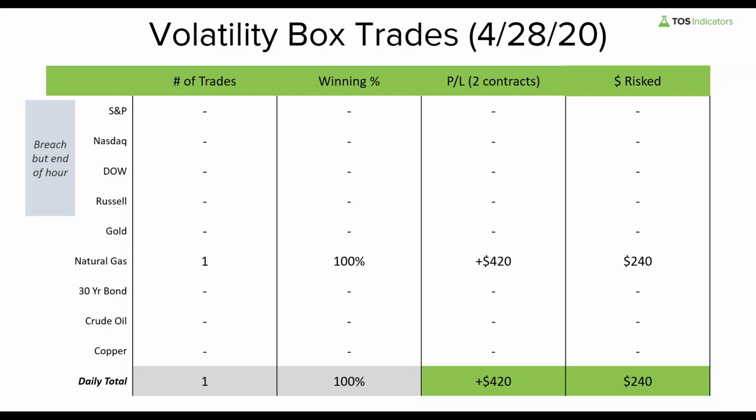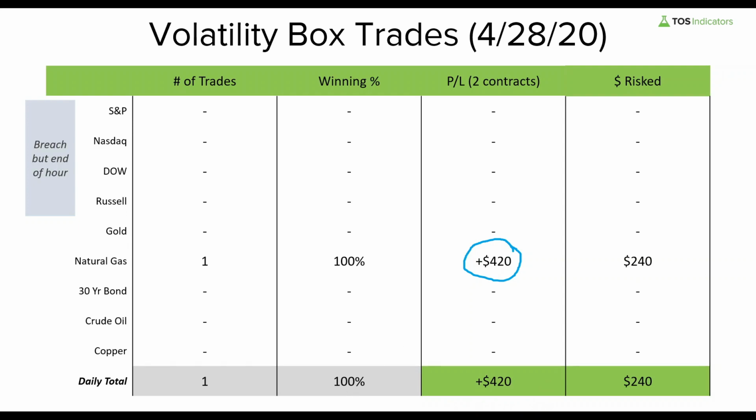The only place where I did have a valid entry was in natural gas, but there, being patient paid off, right? I had an opportunity to enter using our volatility box trade plan and rules. That one trade gave us both our T1 and a T2 for a positive $420, and the total risk on that trade was only $240 over two contracts with $120 per contract. And that was it. That was the trade for today.